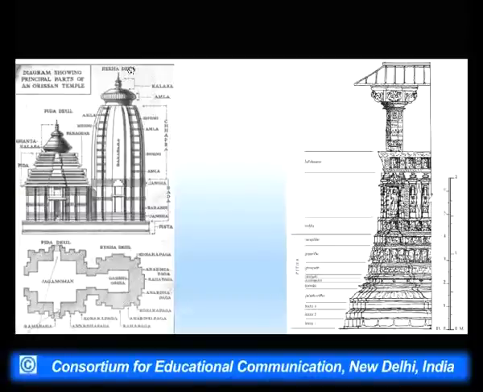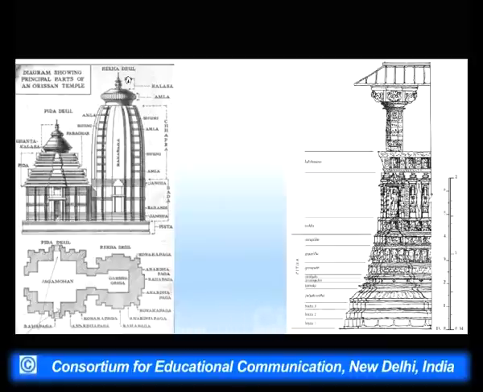Now a shikhara is theoretically solid, but usually it is hollow in order to take it higher and reduce the weight, as we've seen in a previous diagram. This is a diagram I've taken from the Deol tradition, that is the Orissan tradition, and here you can see that if you start from the top, you have the kalasha.